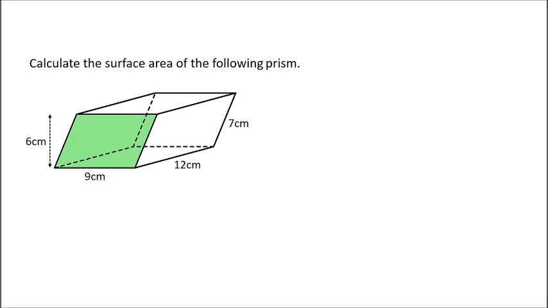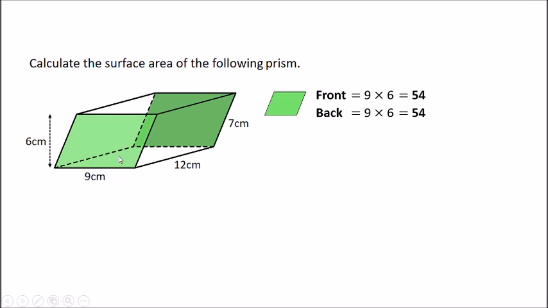Okay, so let's begin by considering the faces. So that front face is a parallelogram, and my back face is also a parallelogram. Okay, so we know that to find the area of a parallelogram, just multiply those two perpendicular lengths together, just as if it's a rectangle. So 9 times by 6, that'll give me 54 units squared. And my back face is the same. I know that because this is a prism. So the back face is also 54, so I've done those.